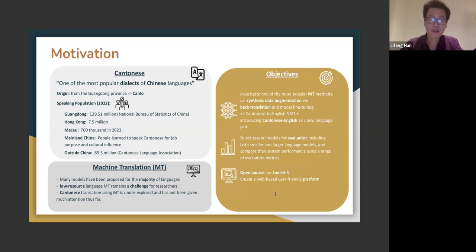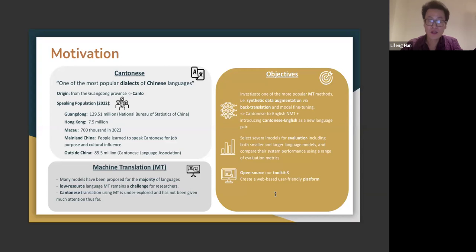The speaking population in a 2022 estimation is that there are more than 100 million speakers in Guangdong province, more than 7 million speakers in Hong Kong, 700,000 speakers in Macau, and outside of China, there are more than 80 million Cantonese native language speakers, according to the Cantonese Language Association.